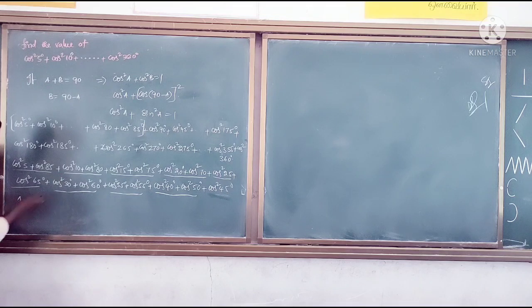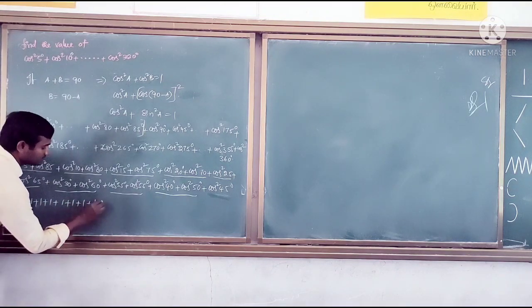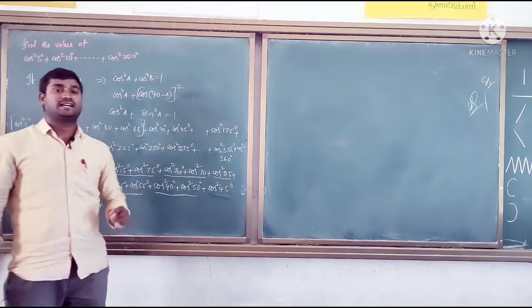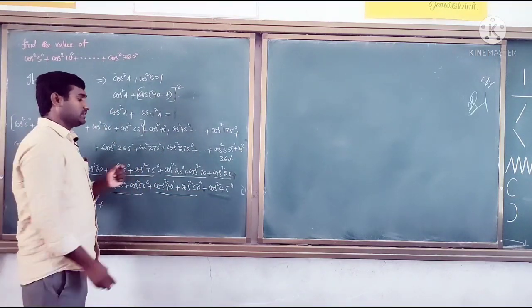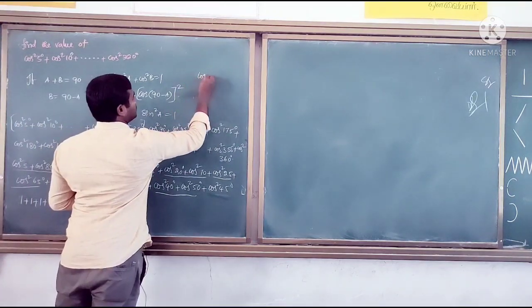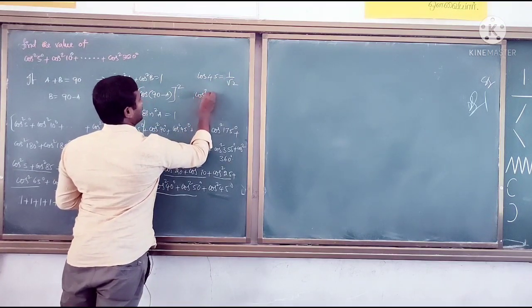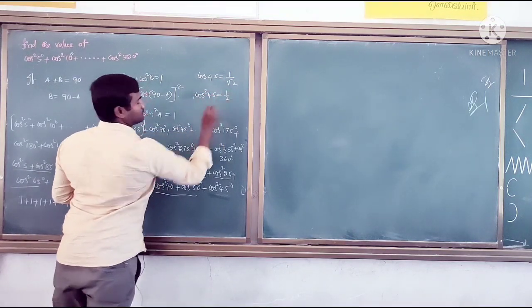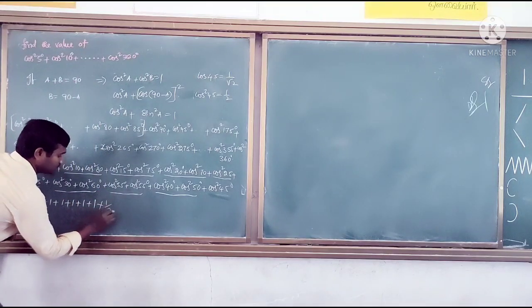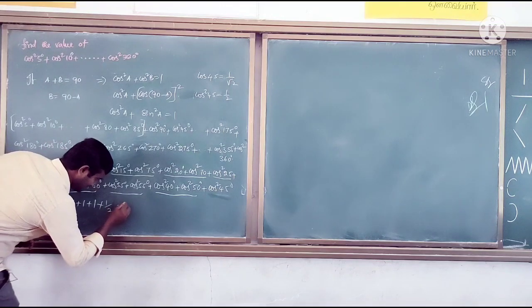We have 8 pairs, so 1 plus 1 plus 1 and so on gives 8. Plus cos square 45. How much is cos square 45? Cos 45 equals 1 by root 2, so cos square 45 equals 1 by 2. So this is equal to 8.5, that is, you can write 17 by 2.